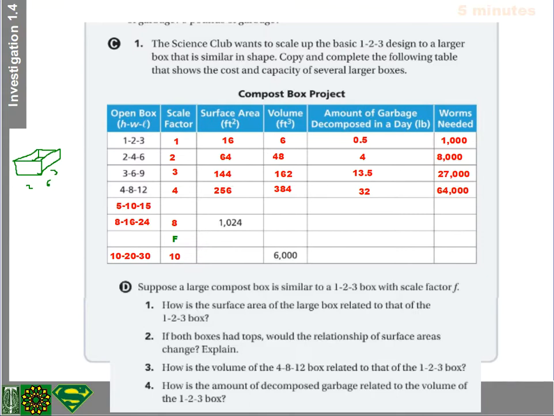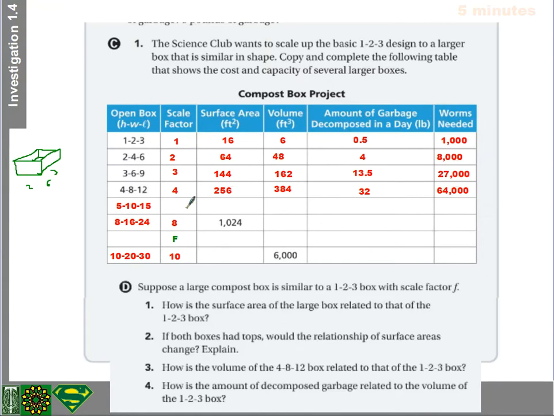So this is a slightly tougher investigation in that the first 5 sections, not too bad, because you can just draw it out like I did here and figure out the correct surface area. The volume is pretty straightforward. Amount of garbage, love decomposing garbage, and the worms, the best part of the whole thing. So the big question is, what is the connection between the surface area and the scale factor? What is the connection between the volume and the surface area? And what is the connection between these things and the scale factor?